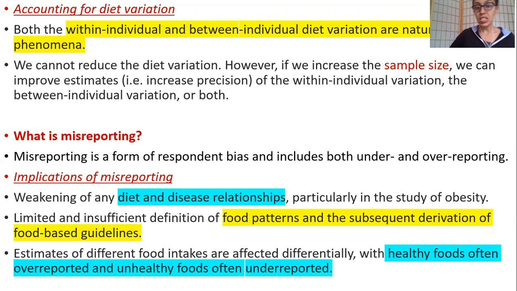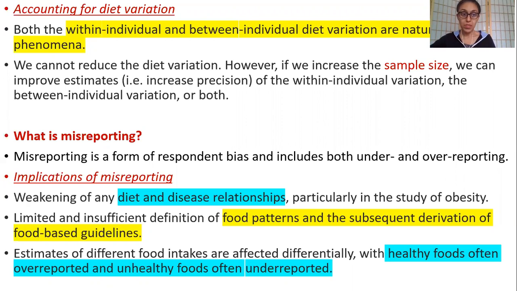So then you have misreporting. What is misreporting? This is a big bias which we see in dietary studies. Misreporting is in the form of respondent bias, and this includes both overreporting and underreporting. For instance, the biggest thing which you see in research, for example, is that individuals will overreport their height and they will underreport their weight. Similarly, they will overreport the healthy foods that they are eating, and they will underreport the junk food that they are eating, in simple terms.